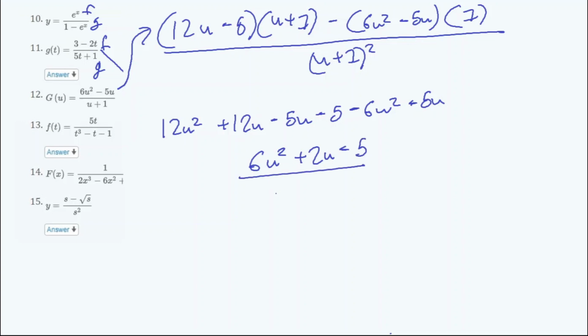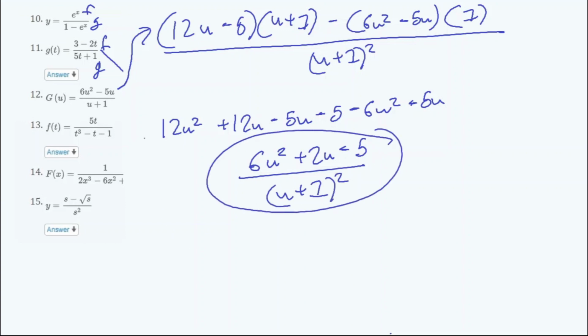So that's going to be our top, and then on the bottom, we're going to have u plus 1 squared. And that is going to be our derivative. And now let's take a look at number 13. So number 13, we're going to have 5t on the top, and then on the bottom, we're going to have a polynomial. So let's find f prime again.